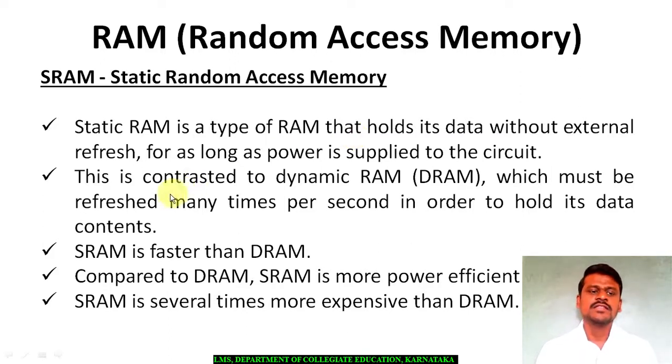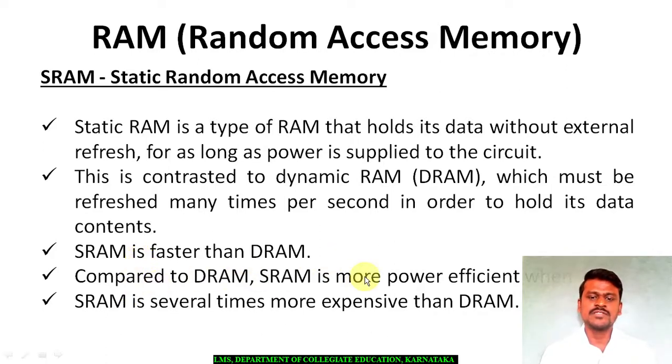Right. Next, this is contrasted to dynamic memory, which must be refreshed many times per second in order to hold its data content. Means we will see this refreshing of the memory in the dynamic memory. In this one we don't need any refresh time. Next, SRAM is faster than DRAM. We will see that in the next slide, because these are static, not random. Static means they will access the particular memory only.